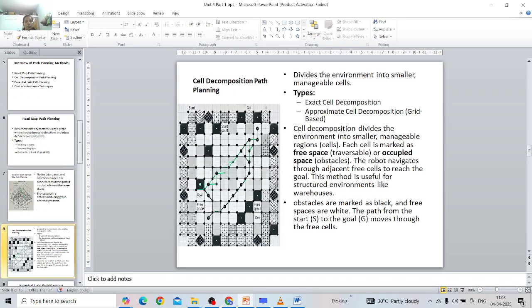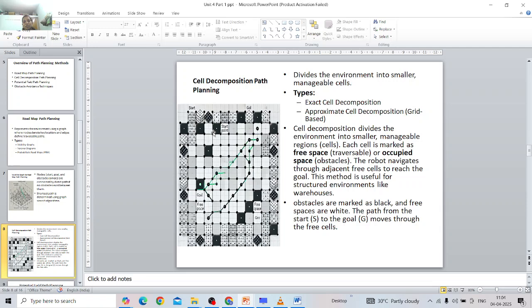Now we move on to the next method, cell decomposition path planning. In cell decomposition path planning, it divides the environment into smaller manageable cells, and the types of cell decomposition are exact cell decomposition and approximate cell decomposition. Cell decomposition is otherwise called grid-based decomposition. In cell decomposition, it divides the environment into smaller and manageable regions. You call them cells.